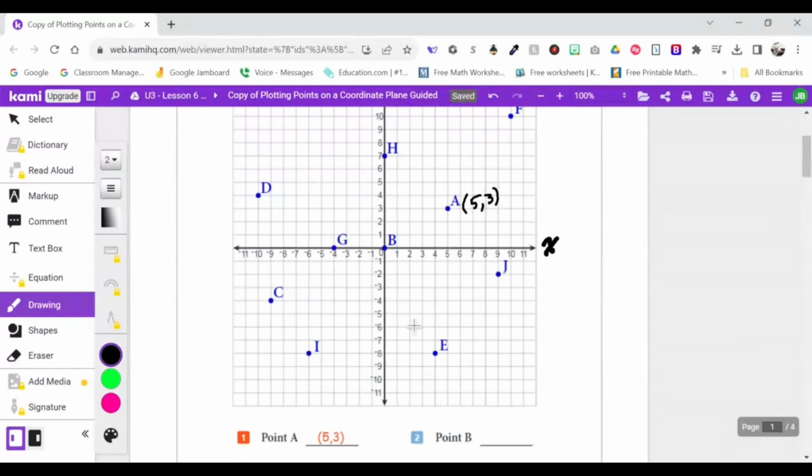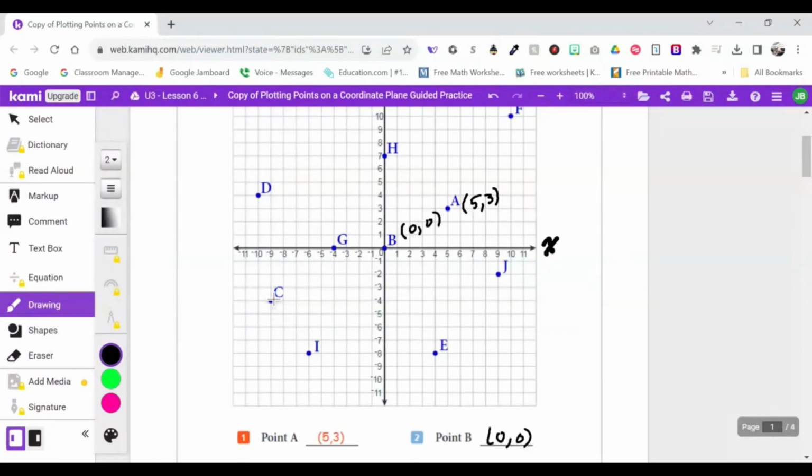Okay. For point B, B is right there in the center where the x and y axis intersect. And so its x coordinate is 0, the y coordinate is 0. So this point is at 0, 0. B is at 0, 0. We're not moving in either direction. It stays at the intersection point.